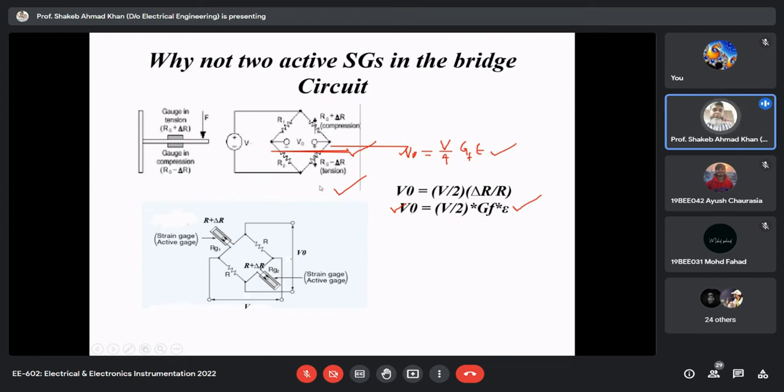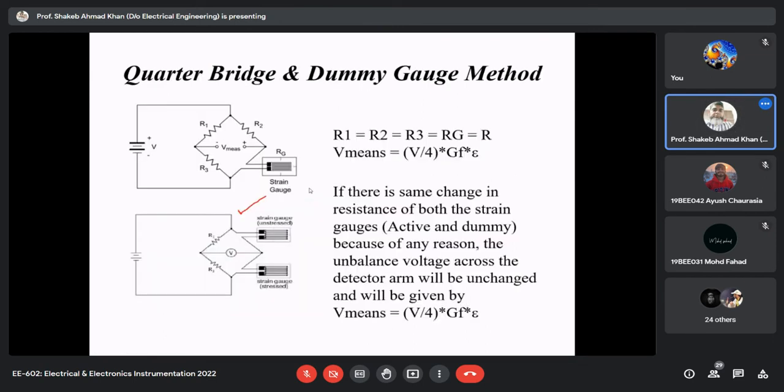So this means this bridge, this particular scheme, is more sensitive. So here the situation is like that: if we are having a quarter bridge, this quarter bridge is not having any temperature compensation. Then we move to the dummy gauge, then it is having the same output but the temperature compensation is there.